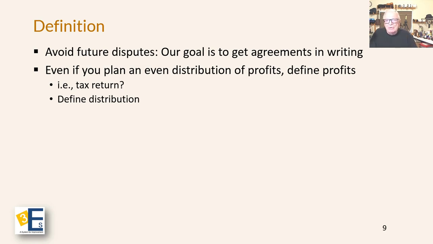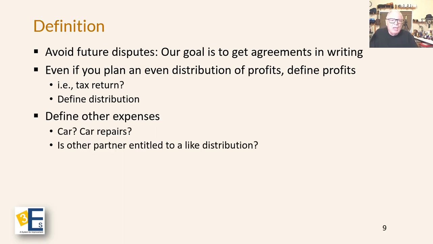Profits for what? A calendar year, a fiscal year, a quarter, a month? Do we distribute these profits monthly? Define it. We also want to take a look at other expenses that start looking like income.